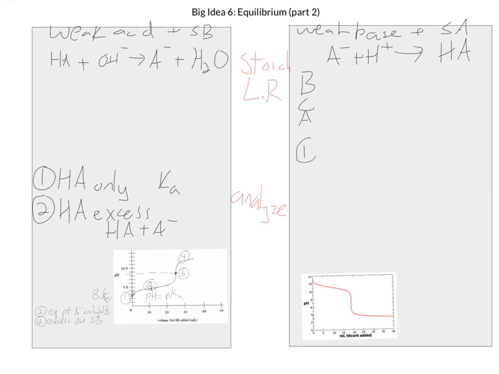Initially, we don't do any of that. So the very first point on there that we need to realize, we only have the A minus. That equation up there doesn't exist. It's just a weak base problem. Weak bases plus water make hydroxides and conjugates. We need a Kb. This is a weak base. But once we add the acid to the titration, the acid is going to be limiting. We have excess A minus.